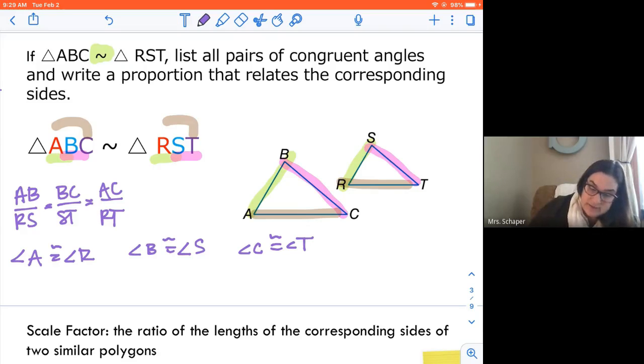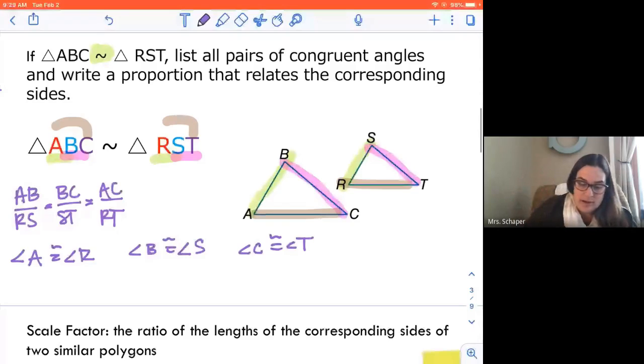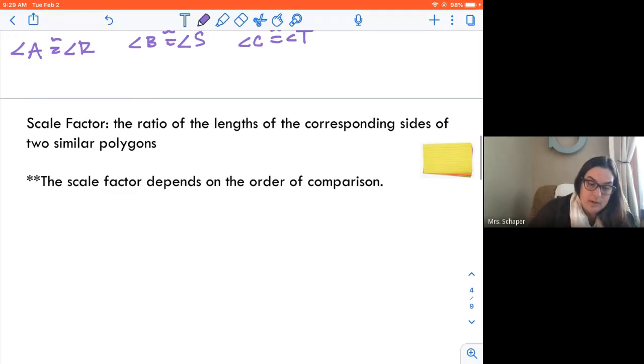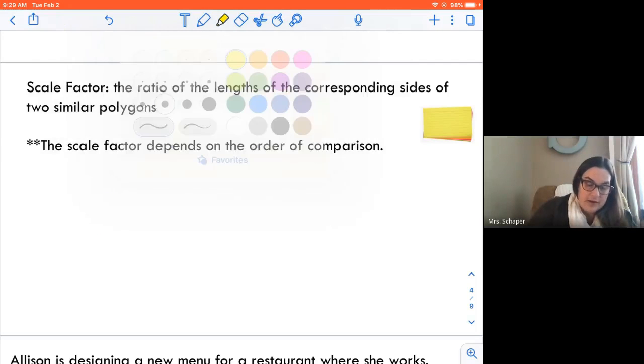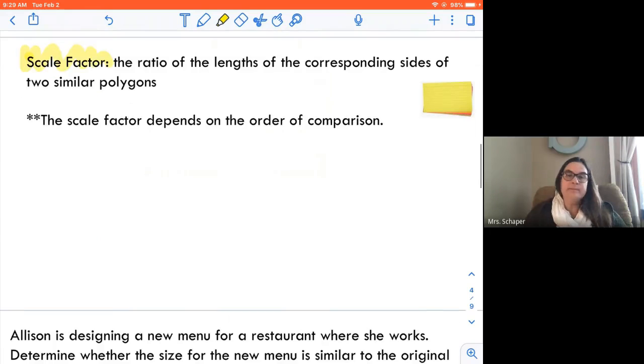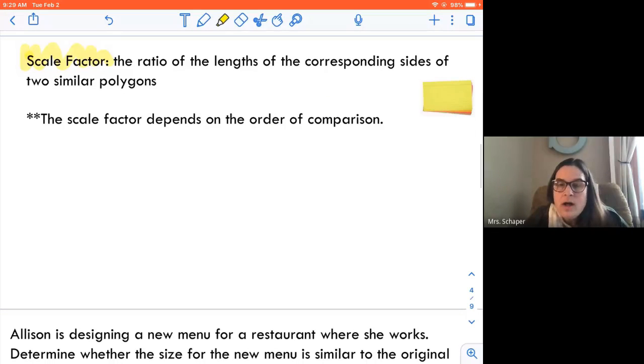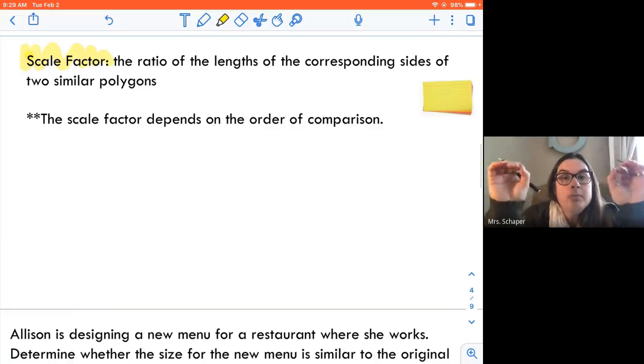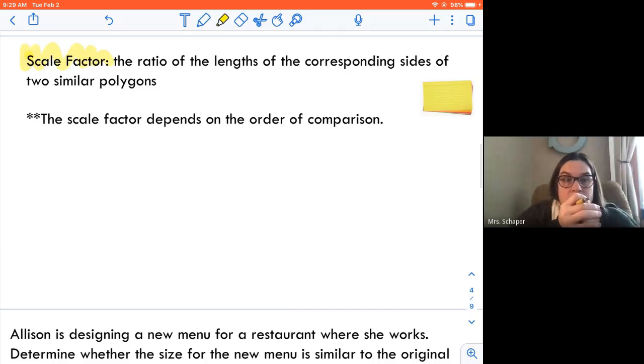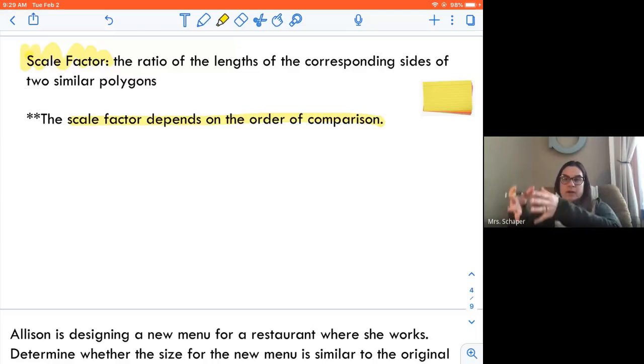All right, so scale factor. Okay, scale factor. Here's another vocab word. It's the ratio of the lengths of the corresponding sides of two similar polygons. So again, your similar polygons are proportional. The sides are proportional. Okay. Now your scale factor depends on the order of comparison. Are you going from figure A to figure B or figure B to figure A? So you need to pay attention to what that's asking you to do.